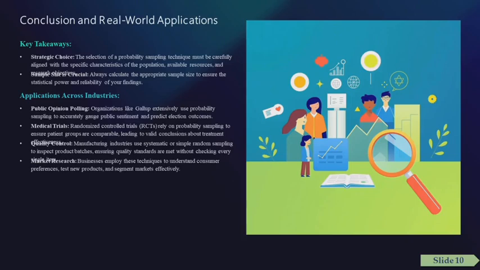Quality control in manufacturing inspects batches via systematic or simple random sampling. And lastly, market research helps businesses understand consumers and segment marketing. The illustration shows people analyzing data with icons like graphs, a magnifying glass over a book, and collaborative figures, emphasizing practical impact.